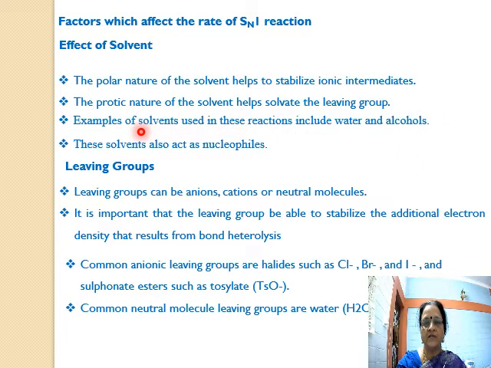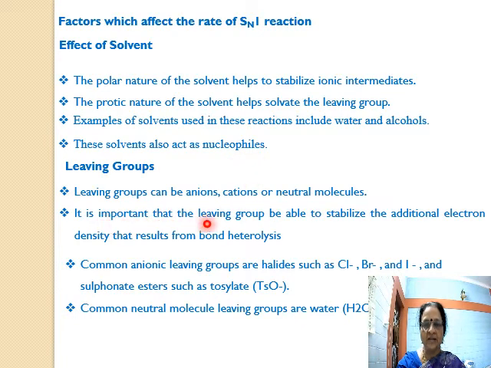Now the examples of solvent that are used in these reactions are water and alcohol. These are the common solvents that are used in SN1 reaction. Now in some of the cases, the solvents themselves will act as nucleophiles. Next you have your leaving group. Now when you have your leaving groups, I said RX, this X can be anions or cations or neutral molecules.